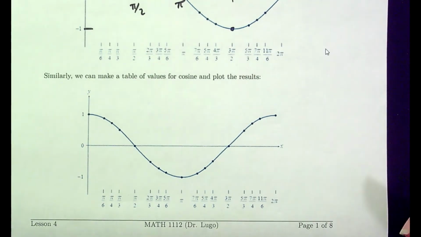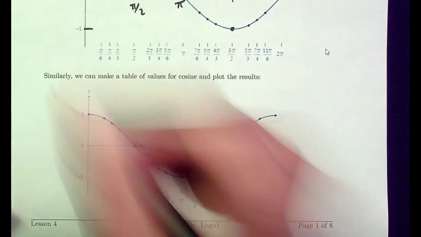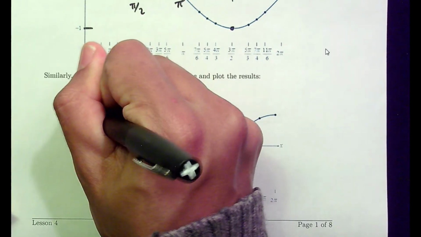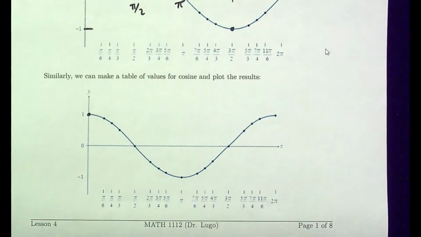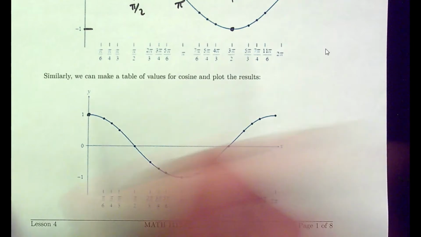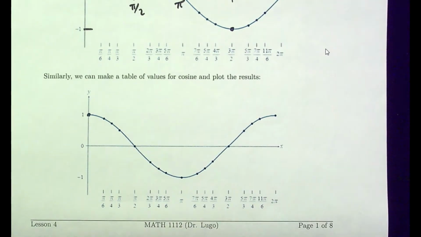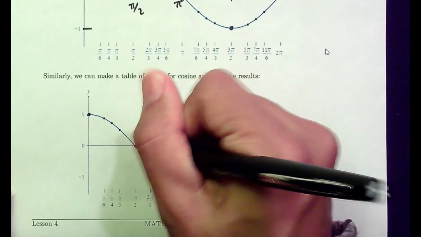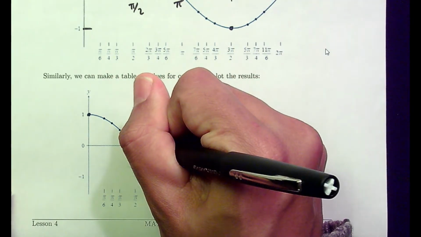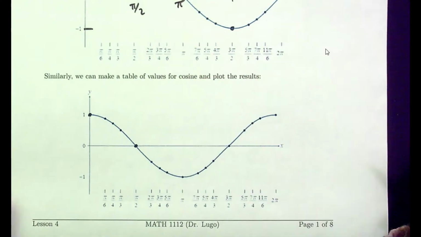So the graph of cosine starts at 1. And again, the graph doesn't really start at 1 because it goes on forever to the left and to the right. But this piece, the main piece that you have to remember, the piece that repeats itself, starts at 1. So that means cosine of 0 is 1. Then at pi over 2, you get 0.